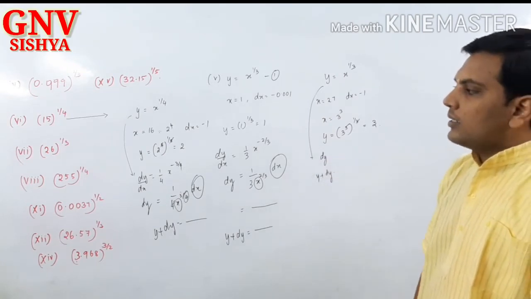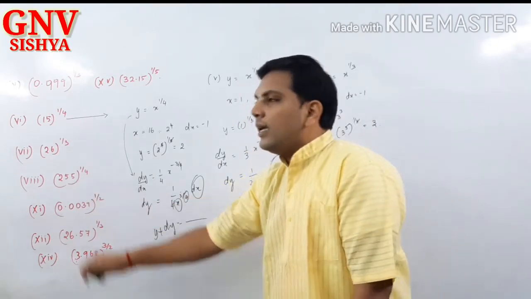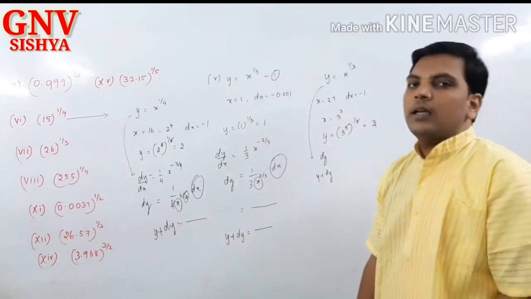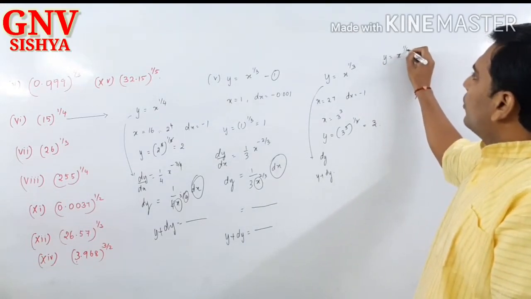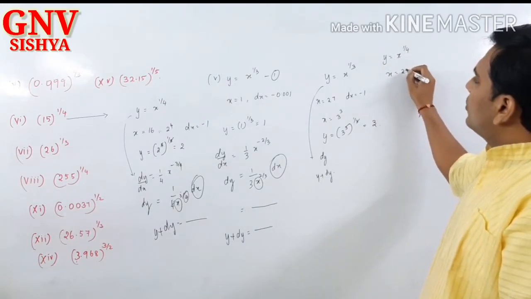Can you understand? Yes. How will you do this sum, sir? What is the nearest to the fourth root of 255? 256. y equal to x power 1 by 4. What is x value? x is equal to 256.